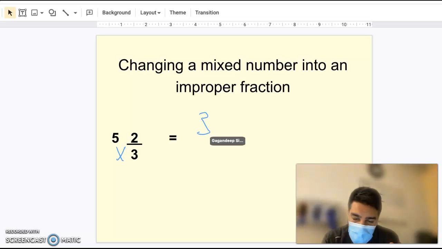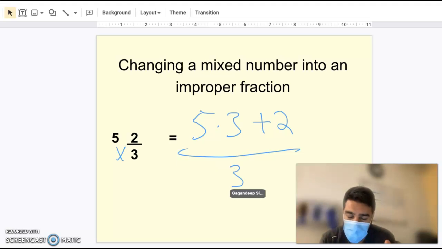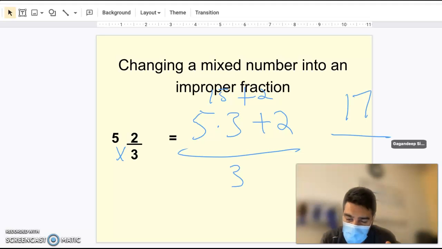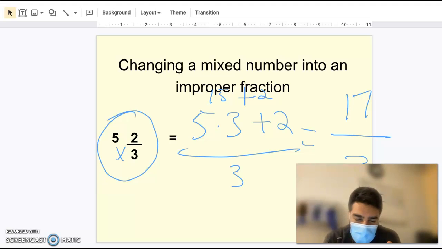So now, I got 5 times 3 plus 2 over 3. Well of course the denominator is going to change. But again, 5 times 3 gives me 15. Add it to 2, I get my 17. 17 over 3 is what 5 2/3 becomes. So yes, it was a little different. That is because of that denominator. So always keep that in mind.